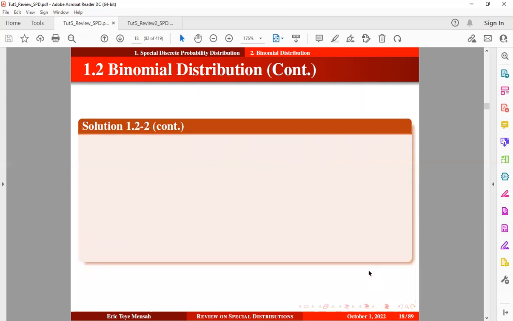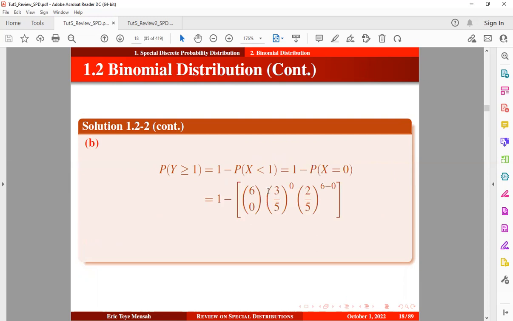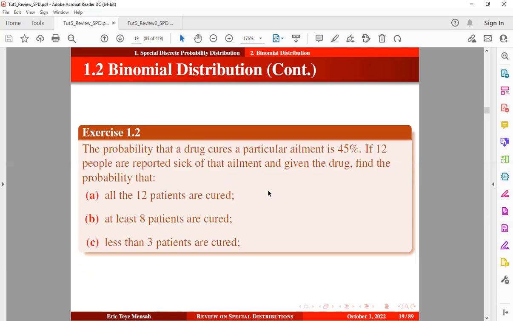We want to find the probability that Y is greater than or equal to 1, which is similar to this, and can also be expressed in this form. Once we input the values, you obtain this, and this is equal to that. This is very simple to do. So this is a trial question. I will leave the solution in the description of this video so you can check it out.